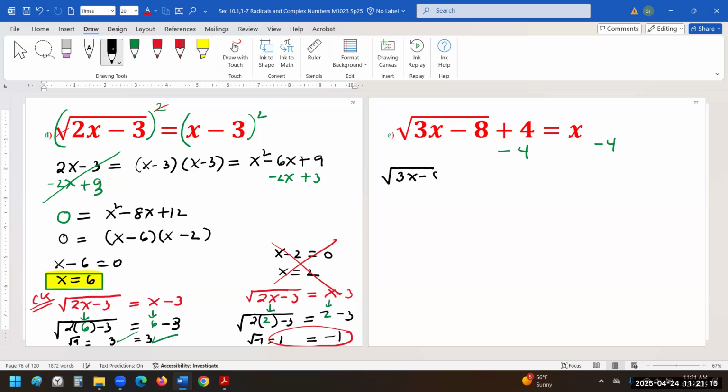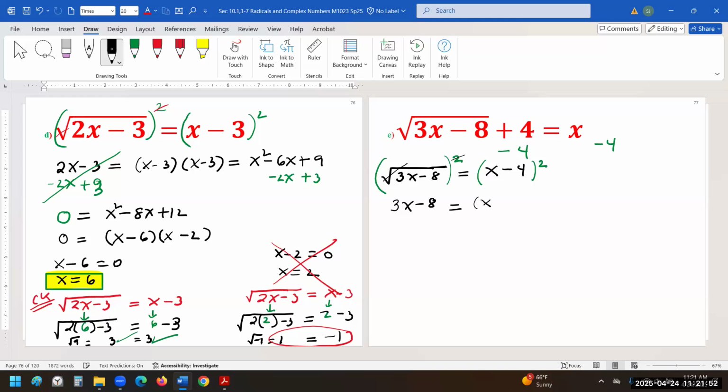So we have 3x minus 8 on one side, and the other side we have x minus 4. Is a radical term alone now on one side? Yes. So we can apply the power. Which power do we apply? Square, because we are dealing with square roots. So square power, square root cancel out. We get 3x minus 8.